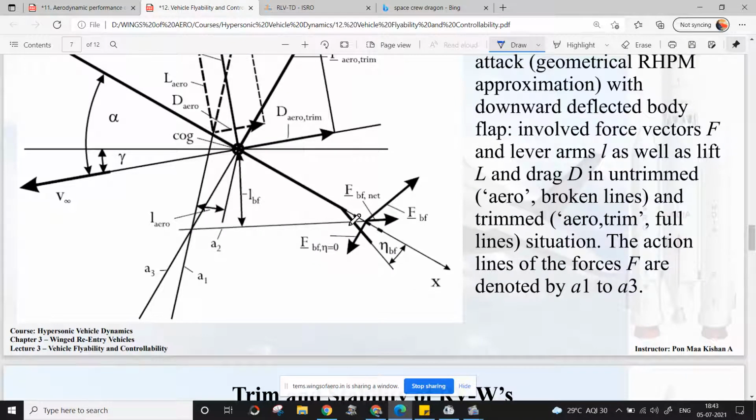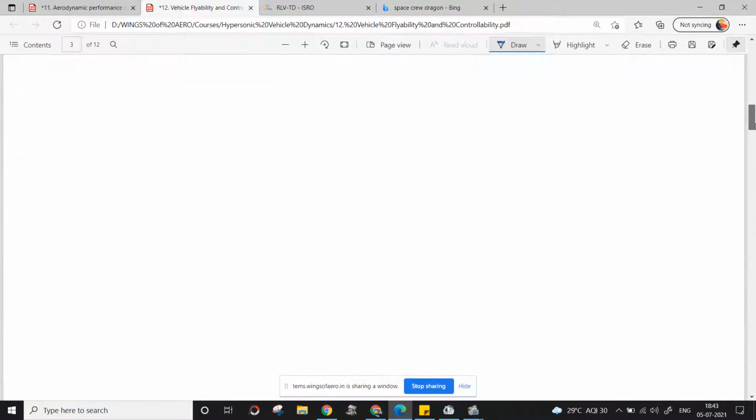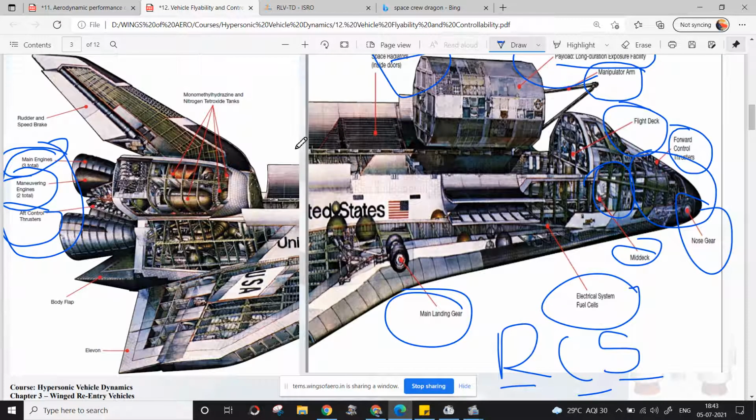So the most important factor is that there are two control surfaces we need to discuss. One is the rudder and speed brake. Another one is the body flap. We know the function of the rudder, right? How the rudder works and how it is useful for our directional stability. How can this rudder act as a speed brake?